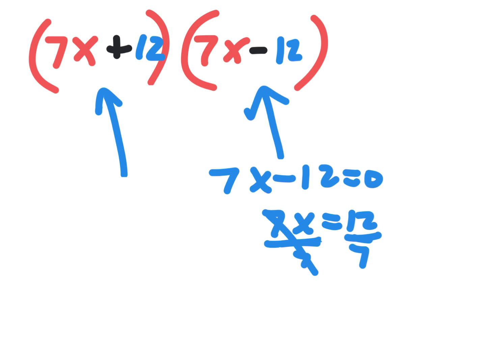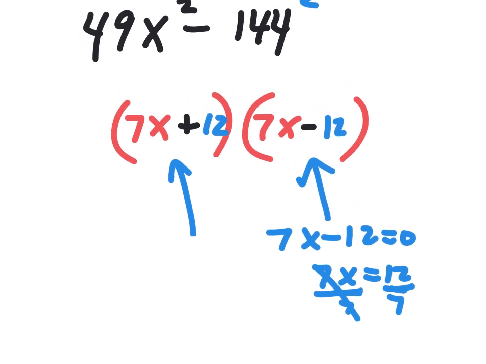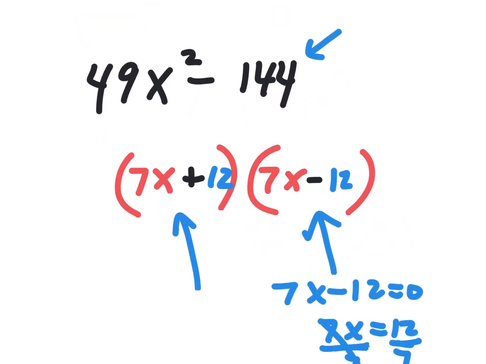12 sevenths. That's one of my roots. Okay, now, harder question. What's the axis of symmetry of this? You might be like, but there's no B. But there is. It's just that B is something weird.